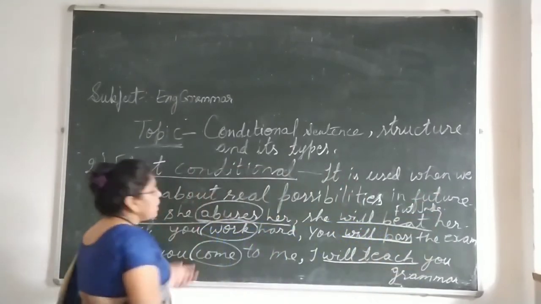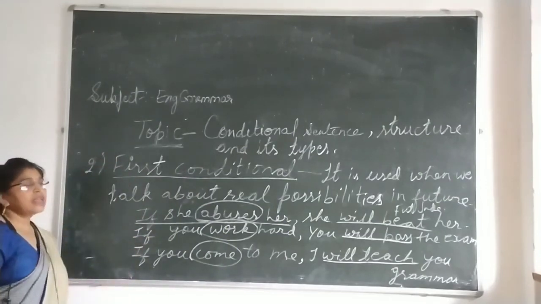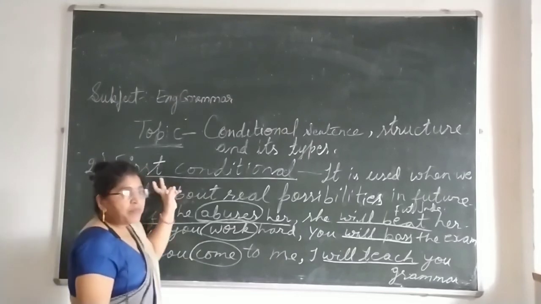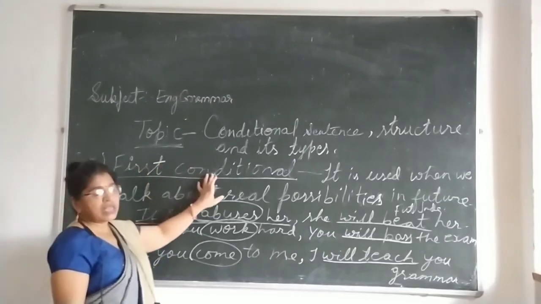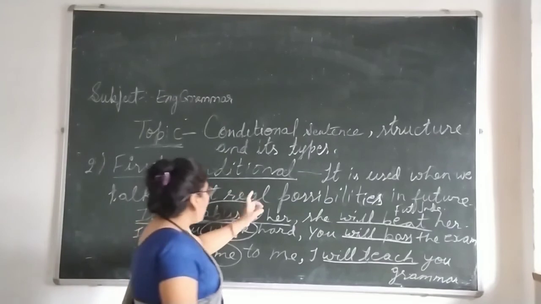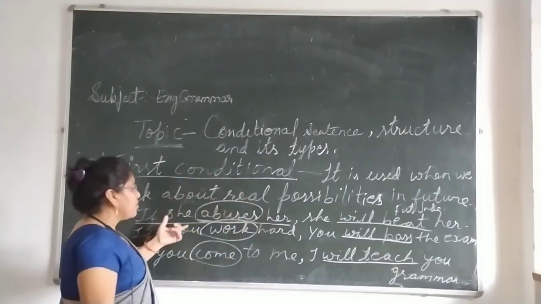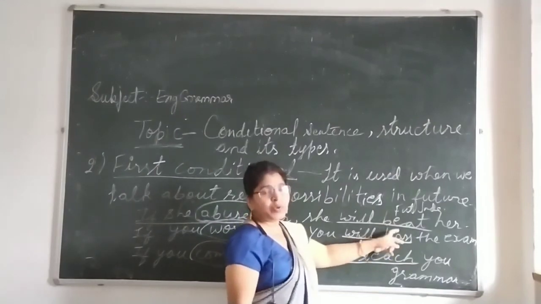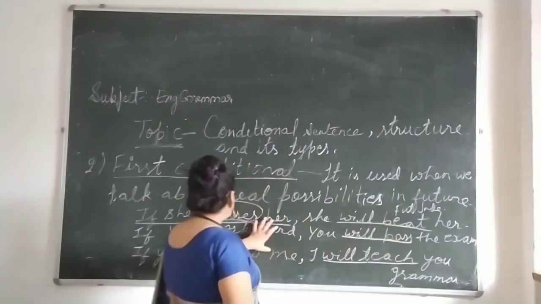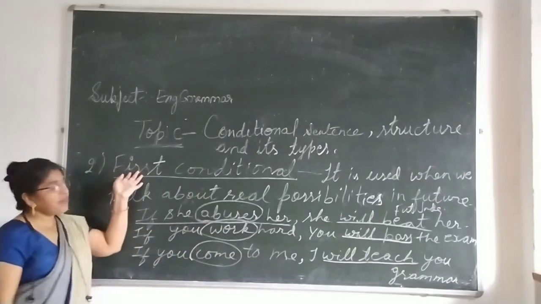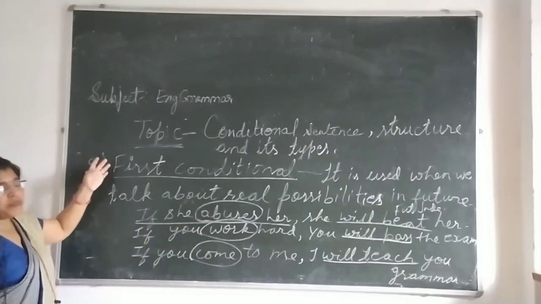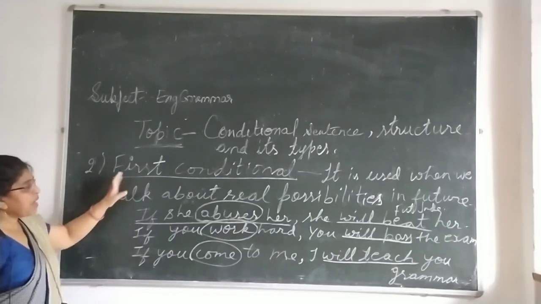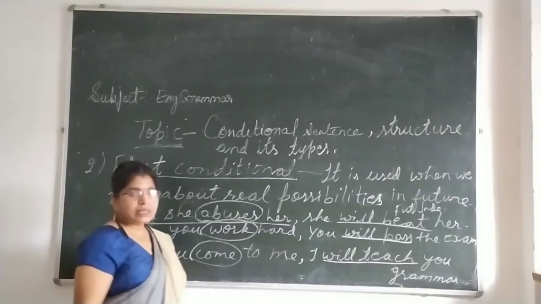That means, how will you identify, how will you recognize that the sentence is a type first or first conditional sentence? It always states the conditional part will be in present indefinite and the second part will be in future indefinite. This is the way you can identify a type first conditional sentence. Okay, the next part I will teach you later. This is all for today.